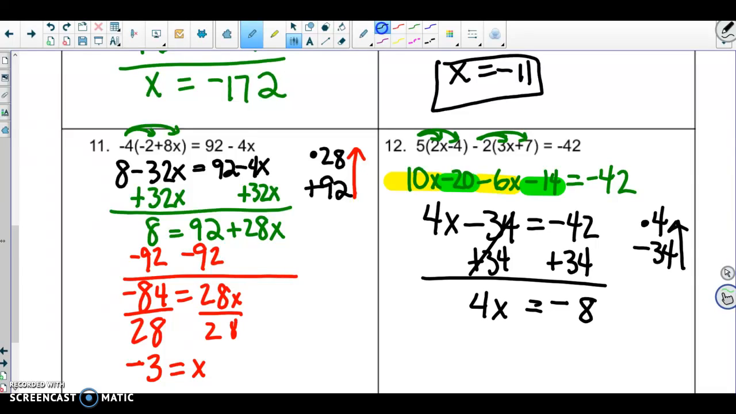So next thing, to get rid of multiplying by 4, I'm going to divide by 4. And so x is going to equal, because those are gone, -2. And that should be my answer.